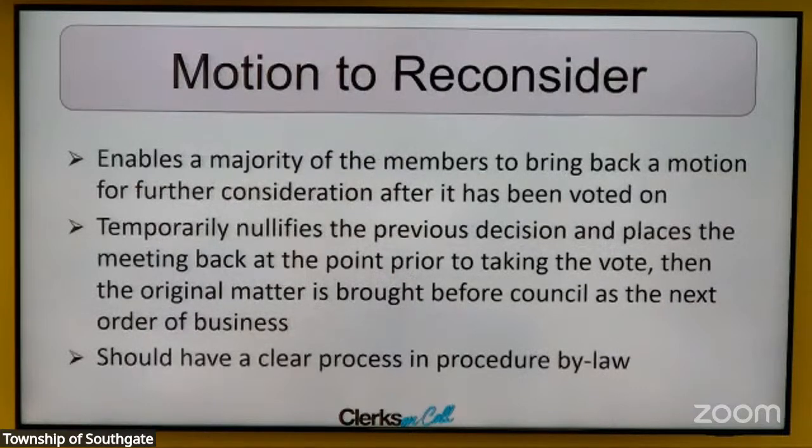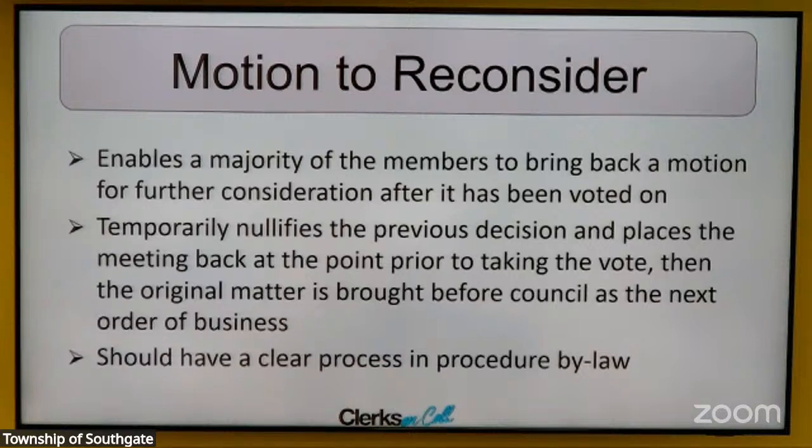So the first big bring back motion that I want to review is reconsider. The motion to reconsider enables council, within a limited time and without notice, to bring back for further consideration a motion that's already been voted on. If a motion to reconsider has been adopted, it temporarily nullifies the previous decision, the previous motion, and places the meeting immediately back at the point prior to the taking of the vote, and the original motion becomes before council as its next order of business.